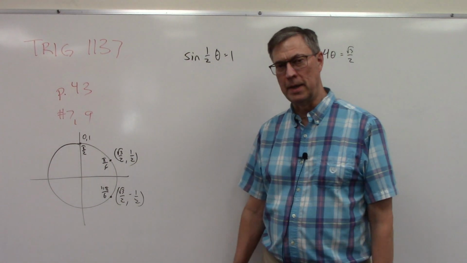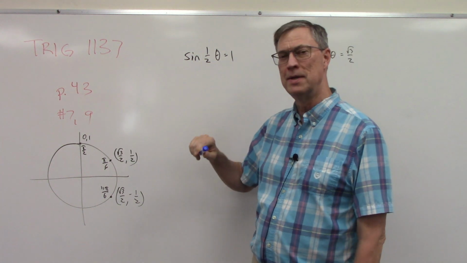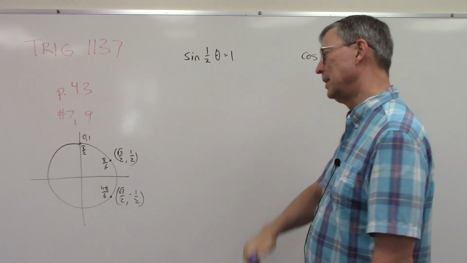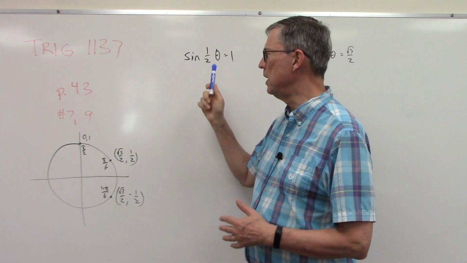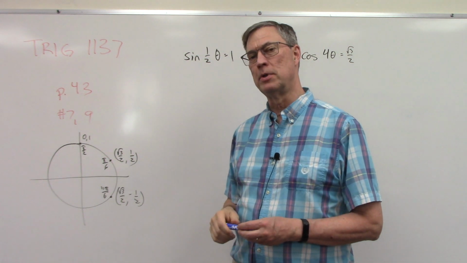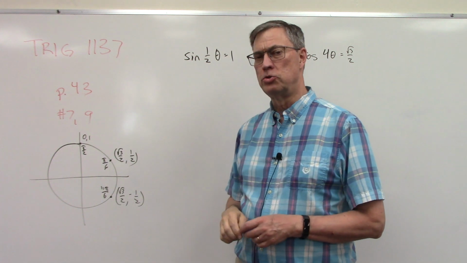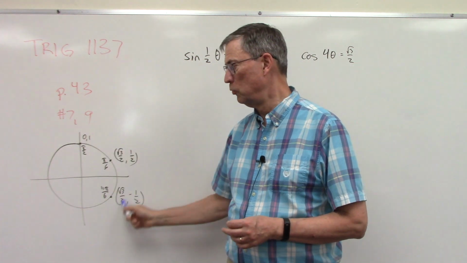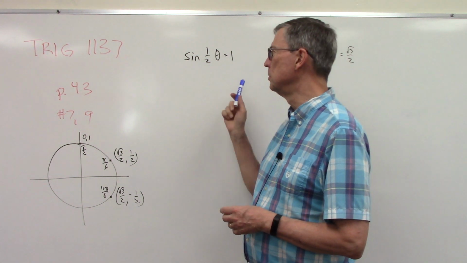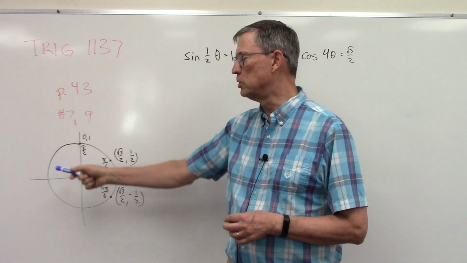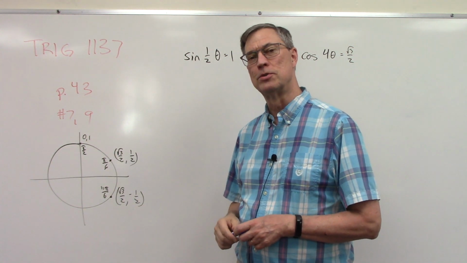All right, now let's look at page 43, number 7 and 9. 7 is a sine, and 9 we're going to do a cosine. And in the previous page, we were using the graphing because these values didn't show up on the reference, the unit circle, okay? But these are going to give us some specific ones that are points on the unit circle. So I just drew a couple points here to help us in solving these.